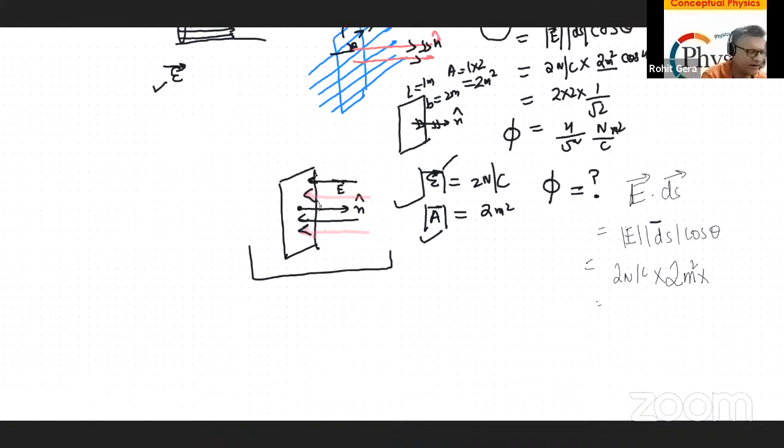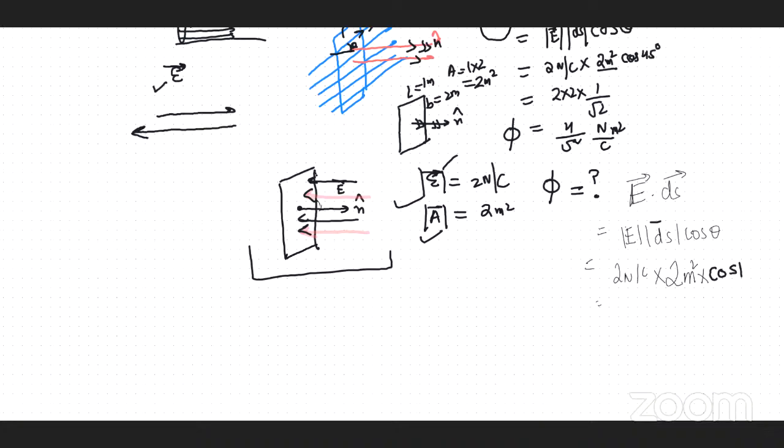These are anti-parallel vectors, so the angle is 180 degrees. If there are two vectors which are not in the same direction but in the opposite direction, the angle is 180.